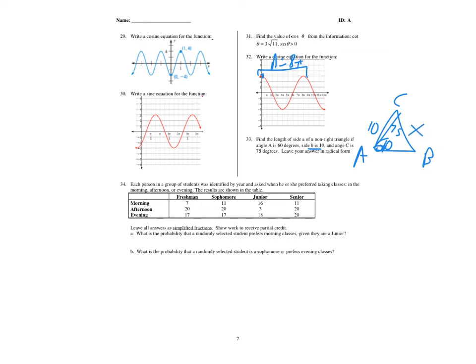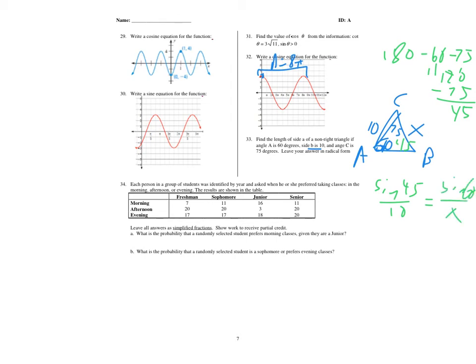Okay, so let's find this other angle here. So 180 minus 60 minus 75. So minus 60 would be 120. 120 minus 75, what is that? It's 45, okay. So since this is a non-right triangle, we use the law of sines. So sine 45 over 10 equals sine 60 over x.